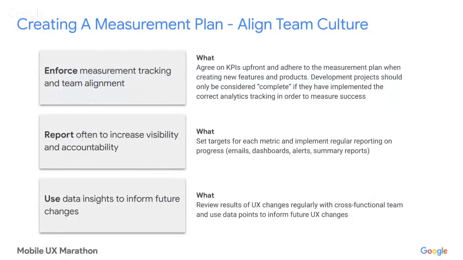The final piece to creating a measurement plan is, of course, using it and implementing it into the team's culture. There are 3 ways to do that. The first is enforcing measurement tracking and aligning teams to specific KPIs. You want event tracking to be a part of the development process.